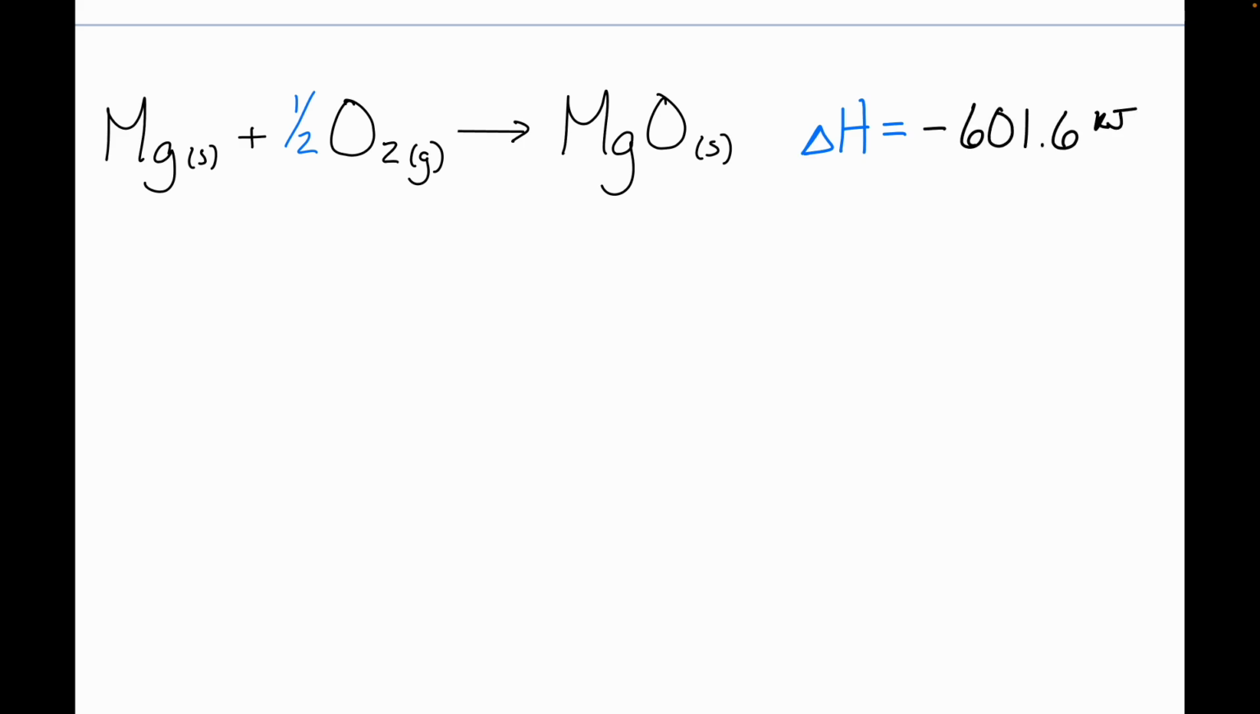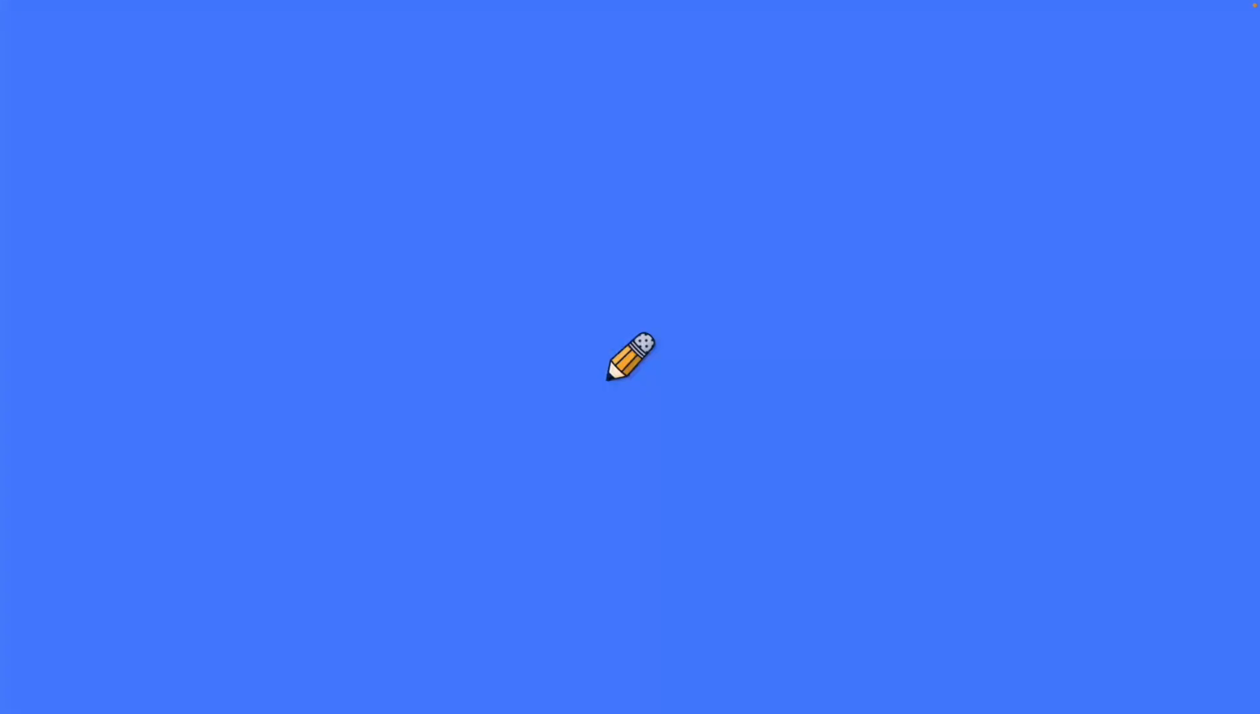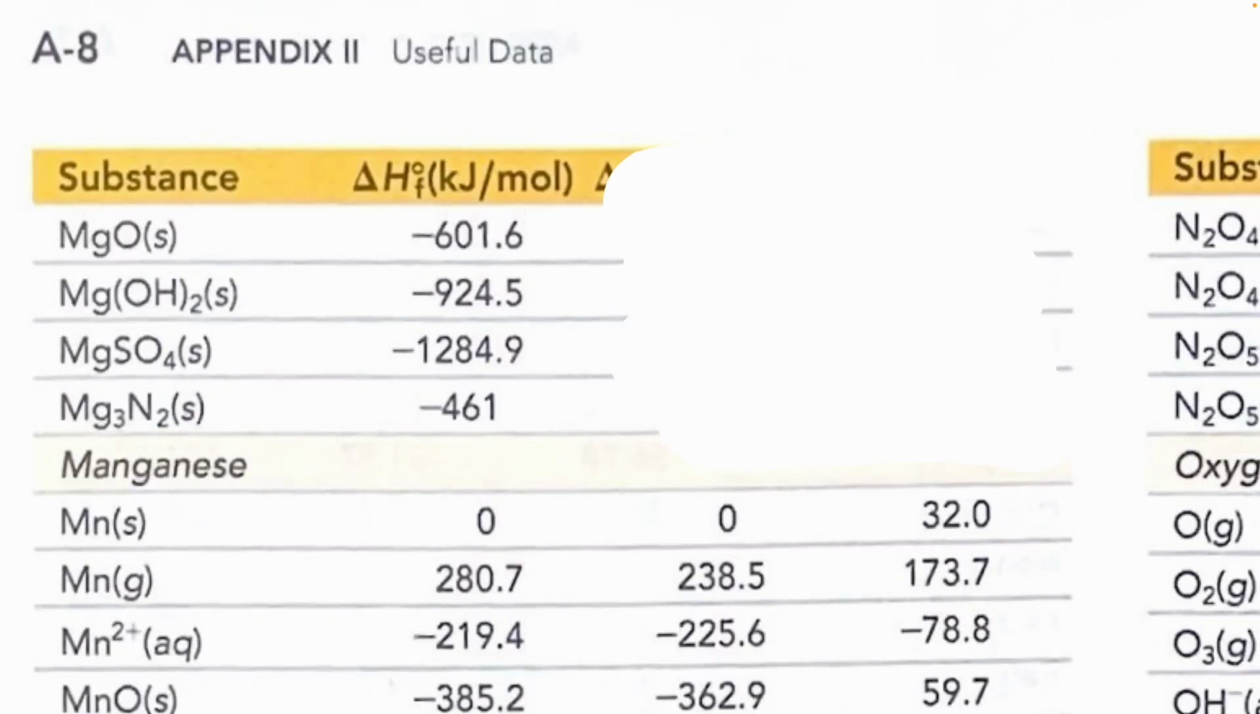601.6 kilojoules per mole. Cool. So we got this table of compounds. What is this table telling us? We can look up our compound here, and the value that's given is the delta H of that formation reaction that we just learned how to draw our chemical equation for.